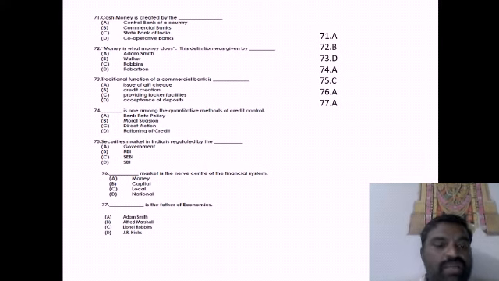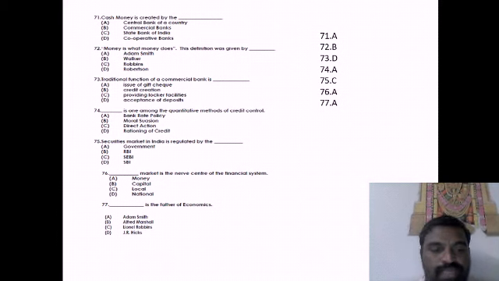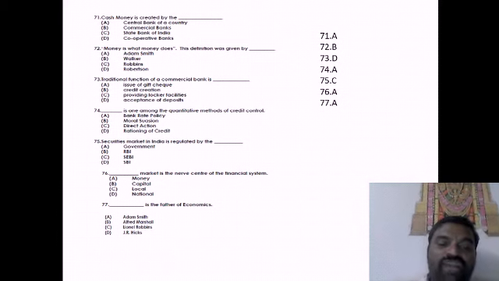Next one, the securities market in India is regulated by SEBI, Securities Exchange Board of India. Next one, dash market is the nerve center of the financial system. In the financial system there is the money market and the capital market, but the main nerve is the money market. Answer is A.